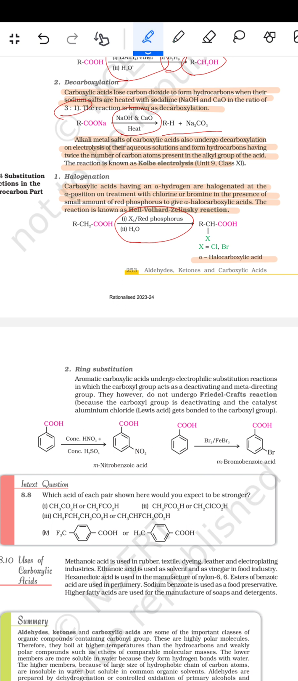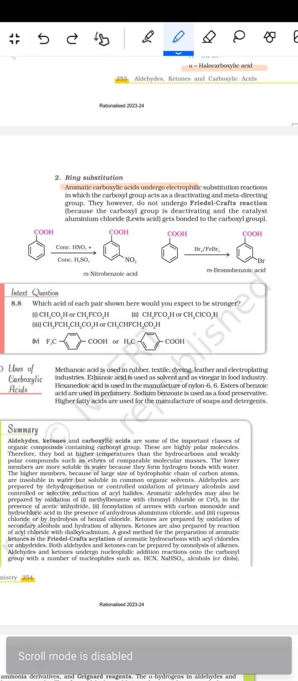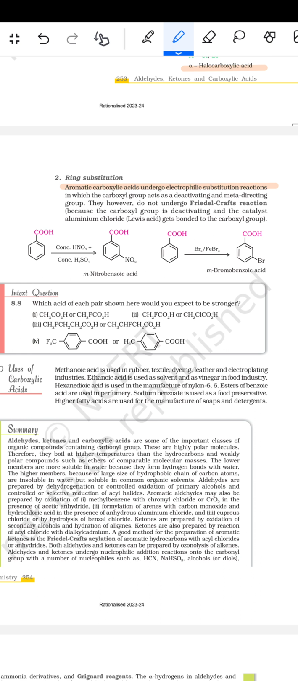After this comes ring substitution. Aromatic carboxylic acids undergo electrophilic substitution reactions in which the carboxyl group acts as a deactivating and meta-directing group. They however do not undergo Friedel-Crafts reaction because the carboxyl group is deactivating and the catalyst aluminum chloride, a Lewis acid, gets bonded to the carboxyl group.